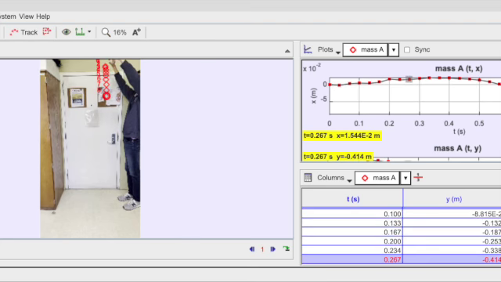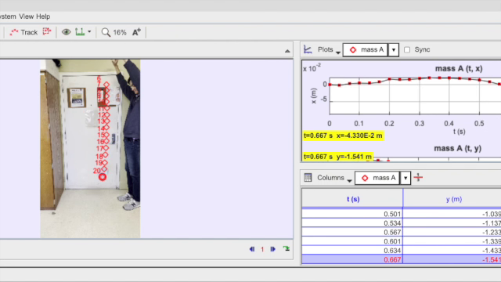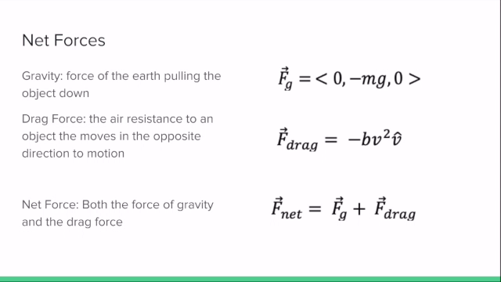This is the video that we'll be using to take our observed data from this experiment. There are many net forces that we'll be looking at when looking at the object. First is the force of gravity, which is the force of the Earth pulling the object down. Next is the drag force, which is like the air resistance to an object that moves in the opposite direction to the direction of motion. And then both of these come together to form the net force.